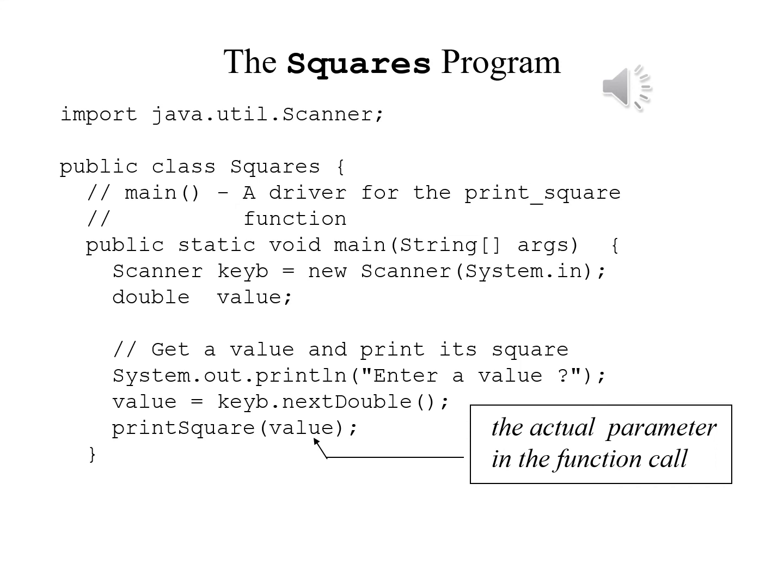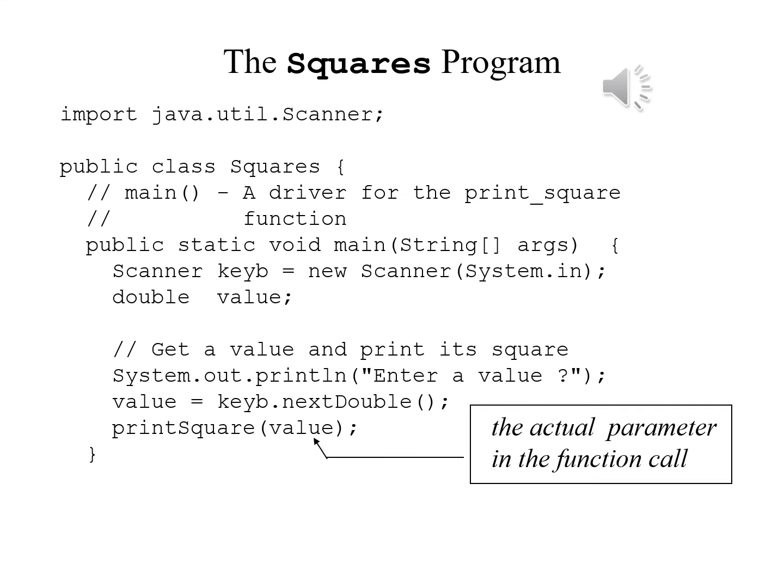Now let's do the work involved here. A comment, get a value and print its square. System.out.println, enter a value. Value equals keyboard.nextDouble. And lastly, printSquare(value). Value in this case is the actual parameter, the actual value that we are going to pass to the method being called.